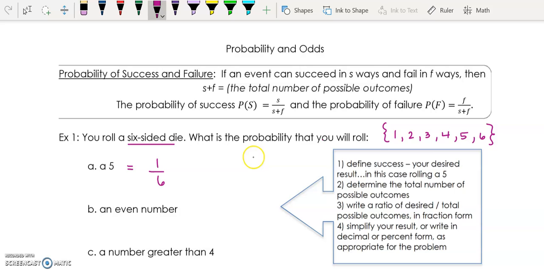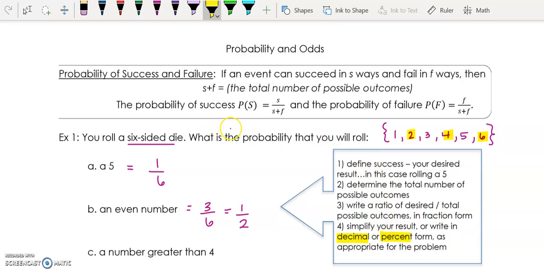How about an even number? There are 3 even numbers in the sample space, and so there are 3 favorable outcomes out of a total of 6 possible outcomes. And so the probability is 1/2. You can also write your probability as a percent, or you can write it in decimal form. It just depends on the way that the problem is asked and what's appropriate for the situation.